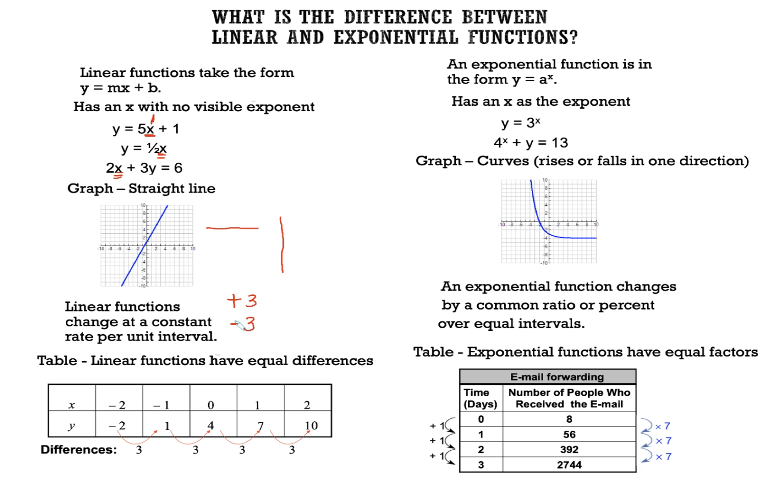So when you read your word problem, if it's changing at a constant rate, or I would say a constant, single value, then it is linear. Sometimes they like to give you tables. If you're given a table, you know that it's a linear function if it has equal differences.